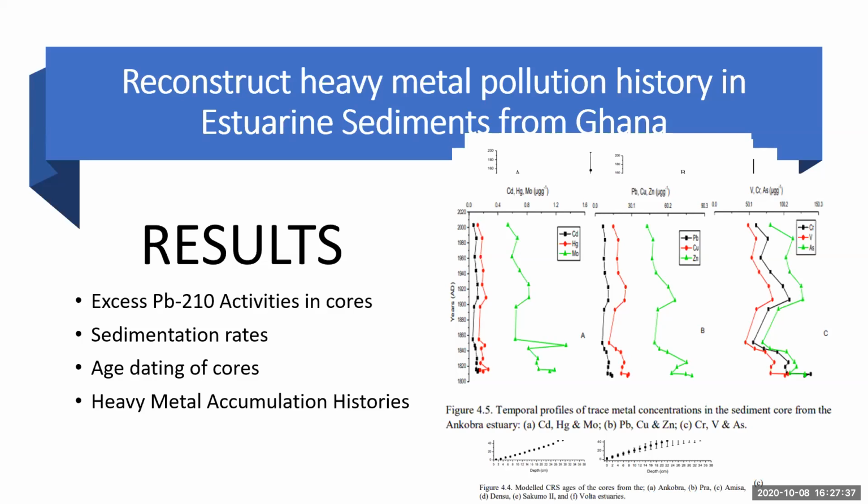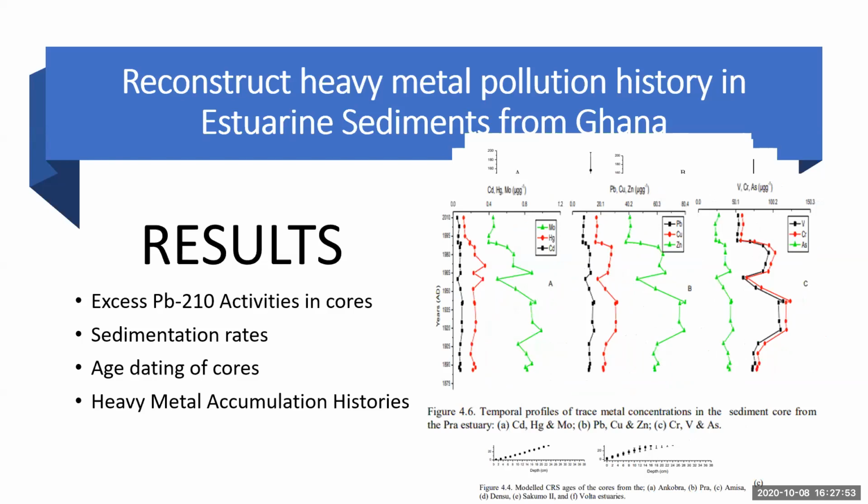When we go to the next results, we look at the enrichment factors, which actually gives us an even clearer picture of how much these metals have gone beyond the background levels. Again, for the Pra estuary, which is also in the western coast, where we have a lot of gold mining and all that, we found that arsenic and mercury were very high. They were beyond the background geochemical levels.